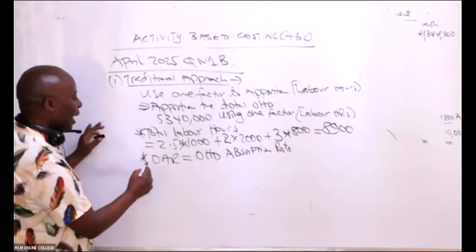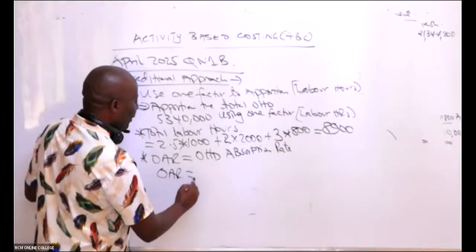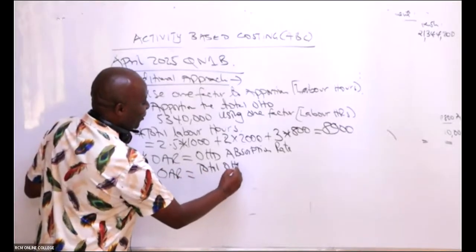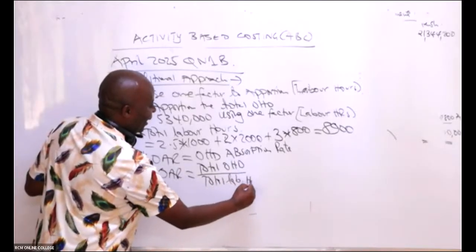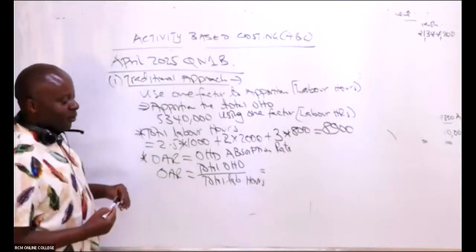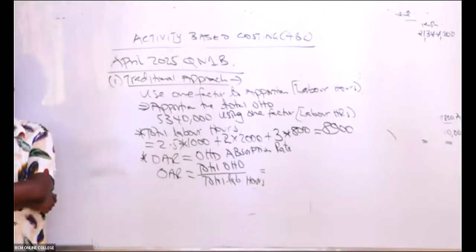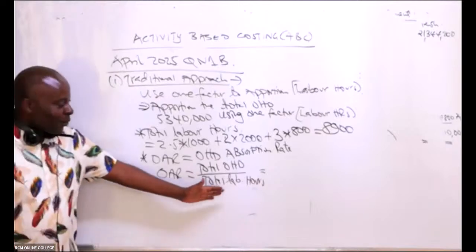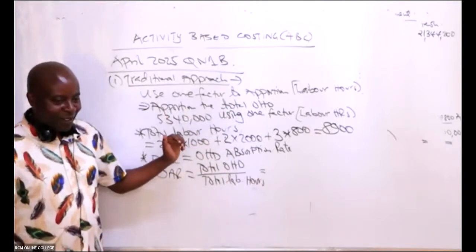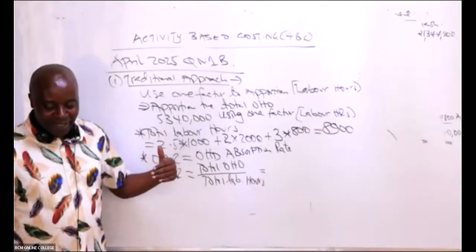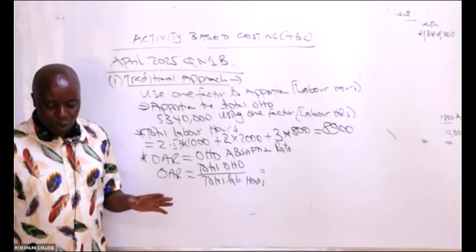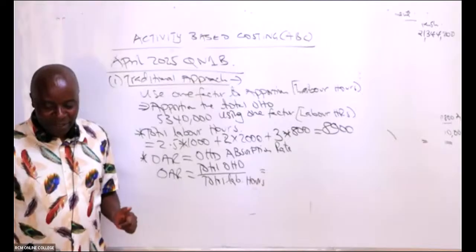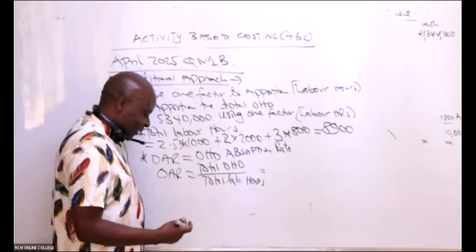How do I get this OAR? OAR will be the total overhead all over the total labor hours, because here we must use the factor of absorption. The basis of absorption, and the basis in this case is labor hours. So total overhead over total labor hours. So total overhead, how much are we talking about?